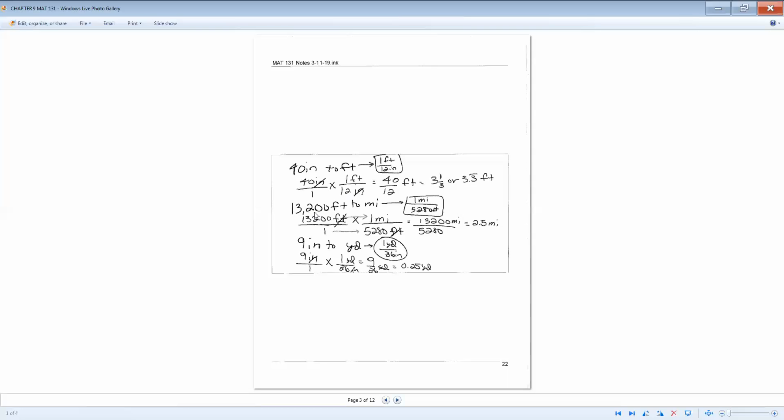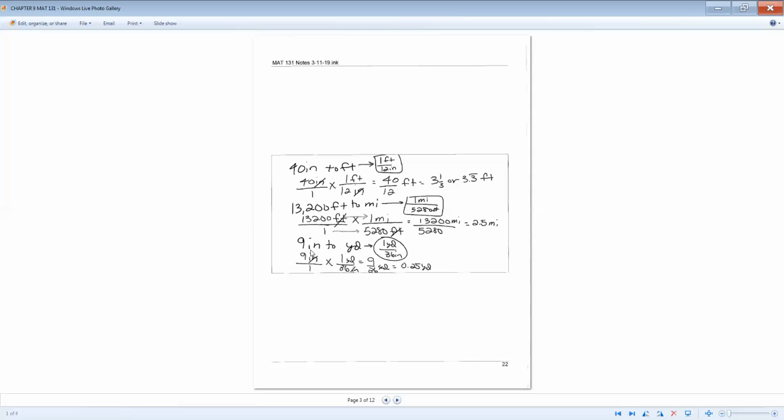Next one, 13,200 feet to miles. We use the conversion factor of 1 mile to 5,280 feet. Feet is going to go down bottom, miles on top. Feet will cancel, multiply across, that's 13,200 miles over 5,280. Divide that out, that'll be 2.5 miles.